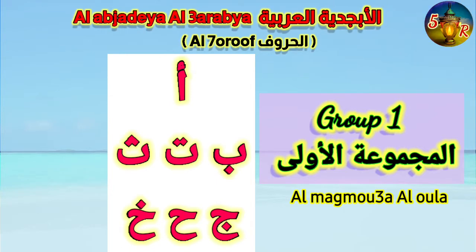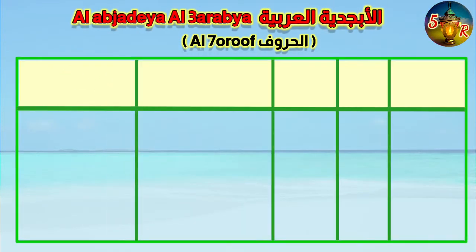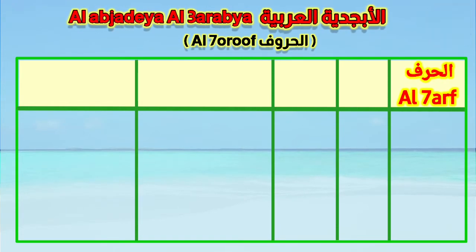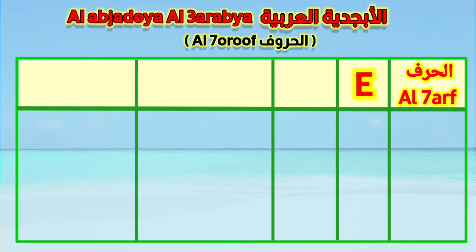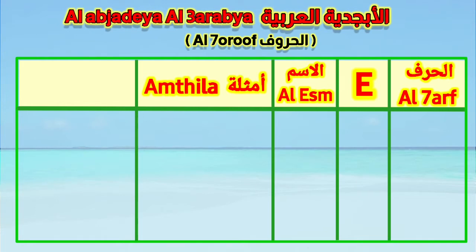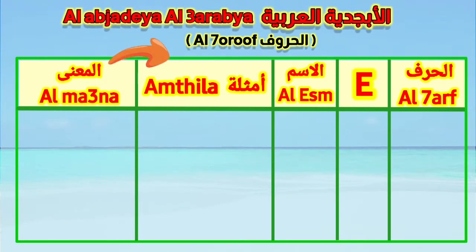And to make it more effective, let's make this beautiful table, which we'll have here in the first column. خلاص, reminder, Arabic will start from the right. So we will start with al-harf, which means the letter. And then if there is any equivalent in English, and then we'll say al-ism, which is the name of this letter, how to call it. And then we'll take amthila. Amthila means examples. And then al-ma'na. Al-ma'na means the meaning of those amthila, of those examples.